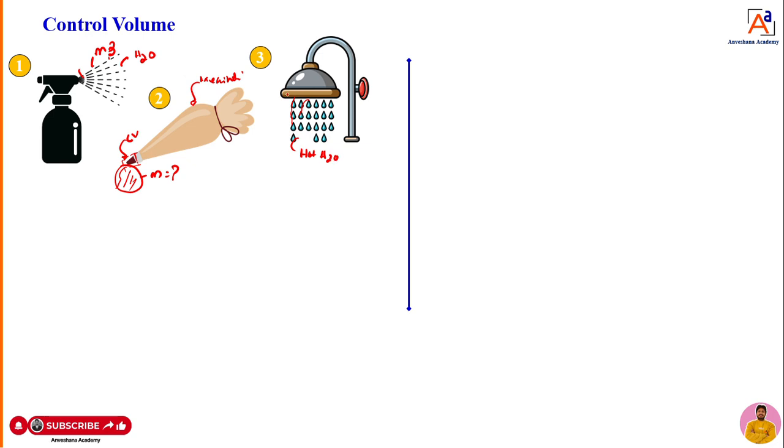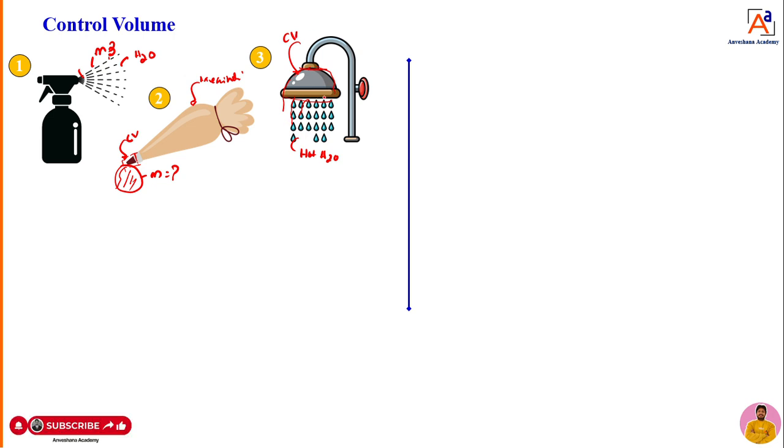Now if I want to calculate how much water is falling down, or how much water is getting sprayed, I can calculate that with the help of a volume. That volume is nothing but the control volume. Dear students, I am going to assume a volume. I will put a line here, a surface here. Then it becomes a definite volume. We can say that a definite volume is nothing but a control volume.